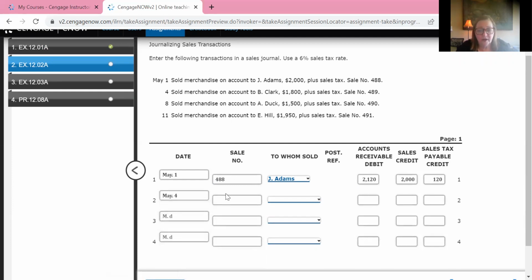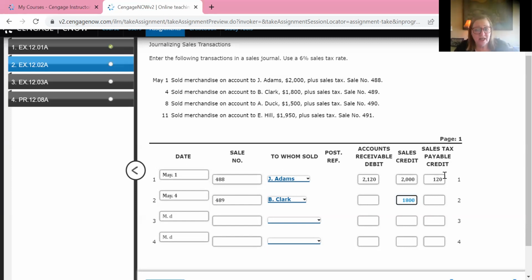Going for transaction 489, and that is B. Clark. The amount of the sales, $1,800. So we go straight to the sales credit account. If we were making a journal entry, we would be debiting accounts receivable. We would be crediting sales, and we would be crediting the sales tax payable account. So that's exactly what we're doing.